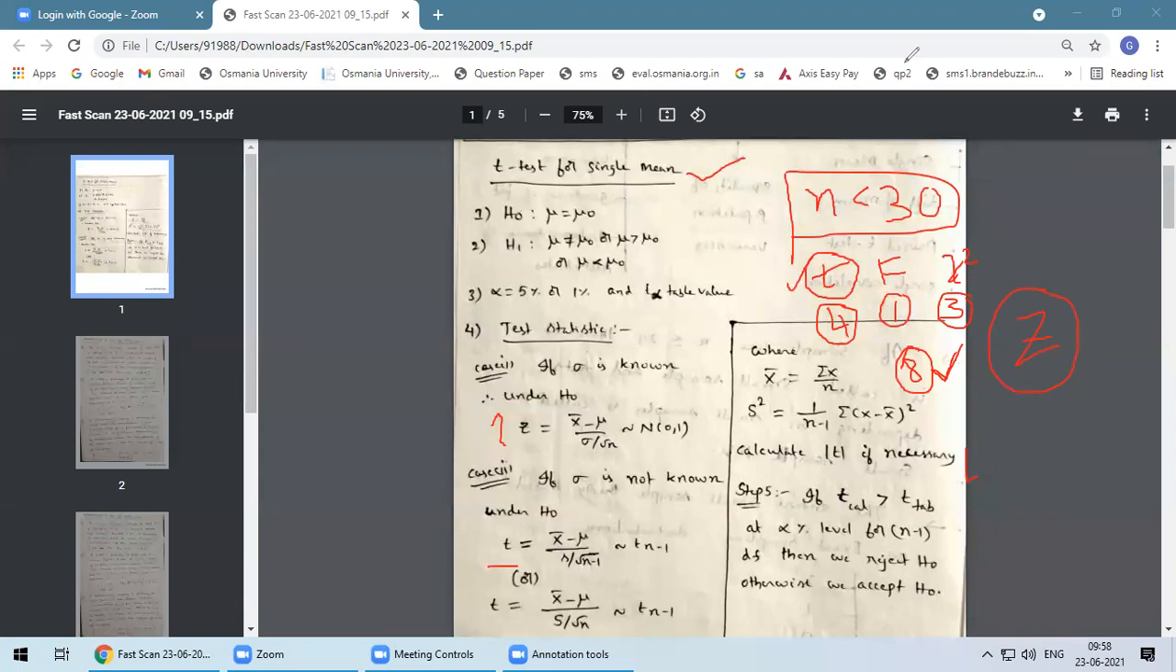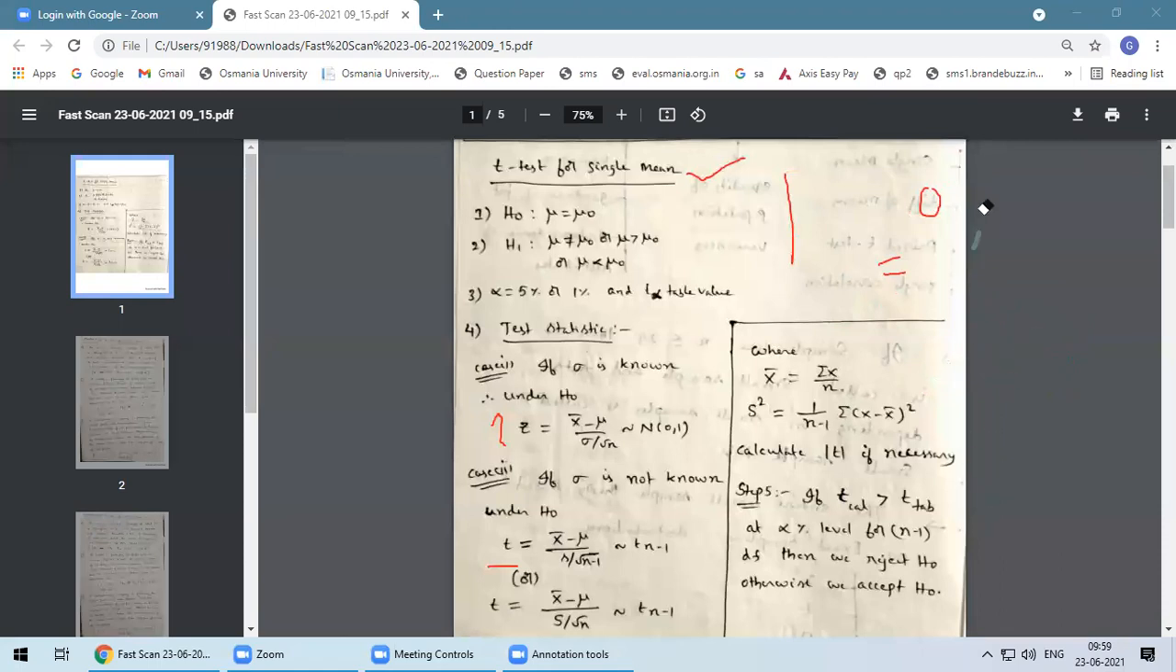First you have to learn the procedure. If you know the procedure, then only you can do any problem. If you don't know the formulas, you cannot do any problem. So that is the reason first I have taken the procedure to you. So what is the procedure and what are the formulas that are used in t-test for single mean?